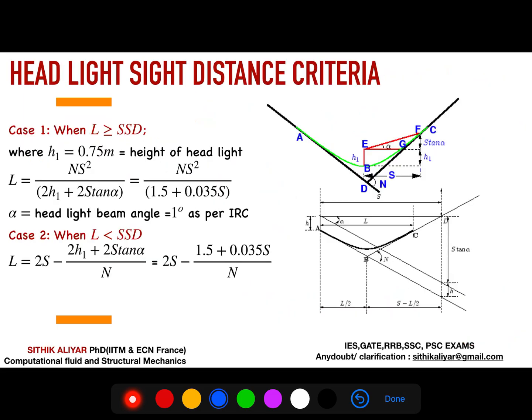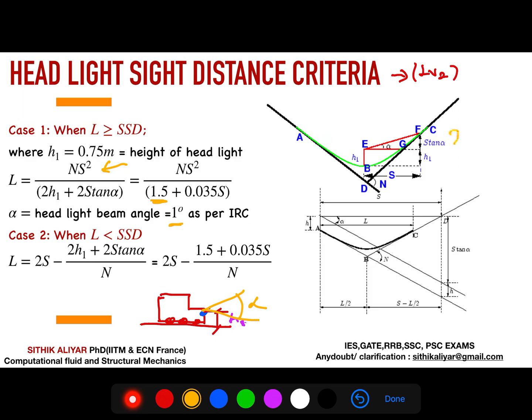So the second criteria, I already discussed, is LV2, based on headlight sight distance criteria. Consider a straight vehicle. Consider these are the tires, and consider there is a headlight here. The distance of the headlight center to the ground is h1, and the angle is alpha, the headlight beam angle. IRC has suggested the angle is 1 degree, and h1, the height of the headlight from the road surface, is 1.5 meter. So IRC has given this empirical formula, or you can even derive how it came.